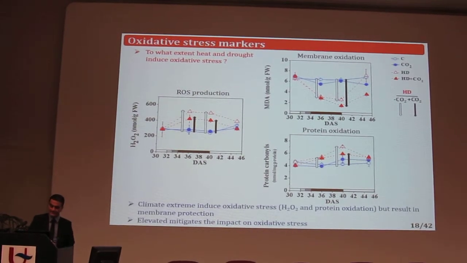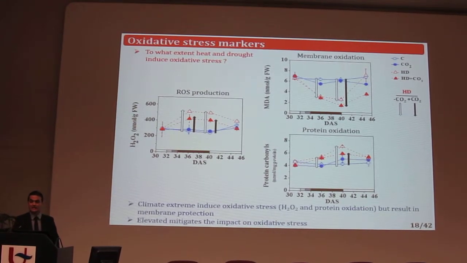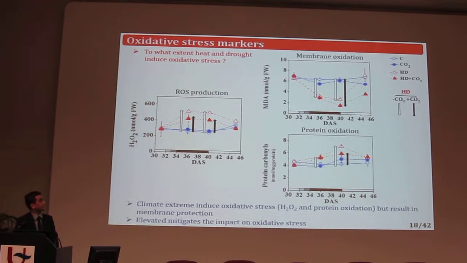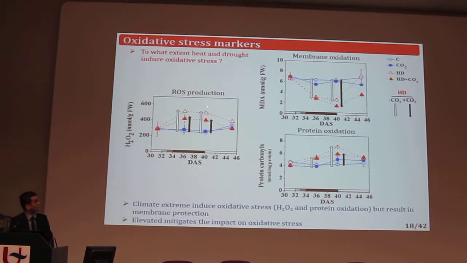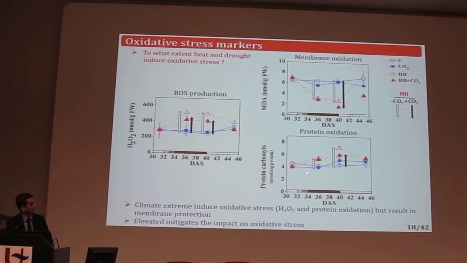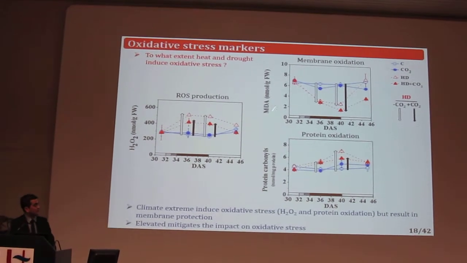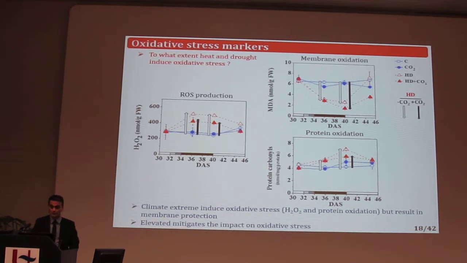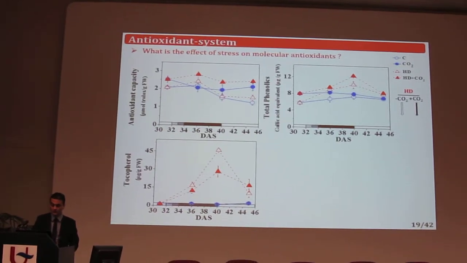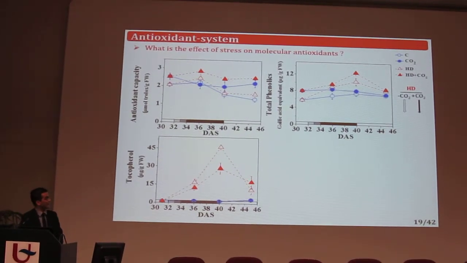From here we can say that climatic extreme, or specifically saying the heat and drought treatment, resulted in oxidative stress. We can see from hydrogen peroxide and protein oxidation, but resulted in protection of the membrane. So we went further to measure different kinds of molecular antioxidants.